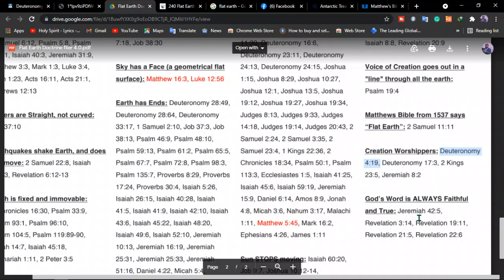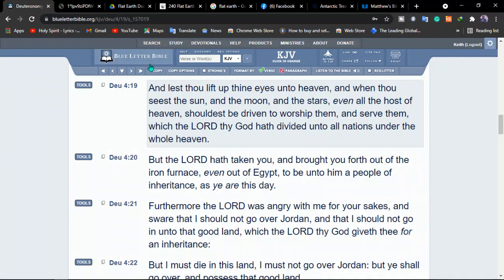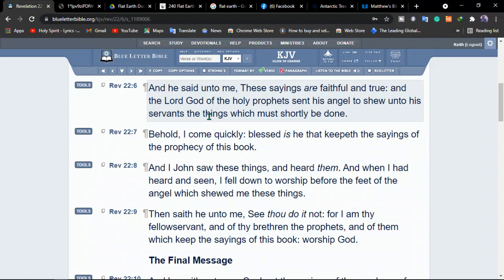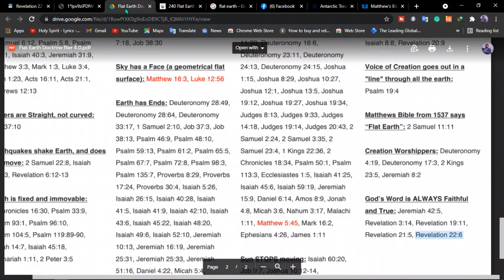Now, God's word is always faithful and true. This one we can confirm very well, that what God has said is faithful and true. And nobody else can say something which is against God, because God is true. And he said unto me, these sayings are faithful and true. Everything that he said is faithful and true. And the Lord God of the holy prophets sent his angel to show unto his servants the things which must surely be done. You see? So nothing is untrue. Everything is true according to God.